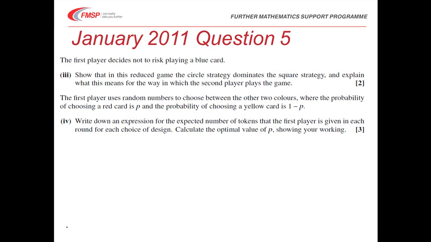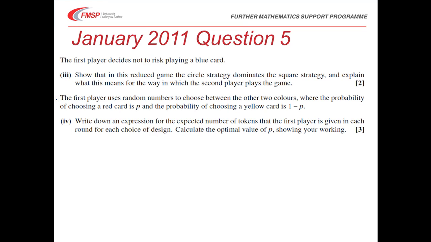And the question then goes on and says the first player decides not to risk playing a blue card, so they'll just stick to red and yellow. Show that in this reduced game the circle strategy dominates the square strategy, and explain what this means for the second player when he plays the game.